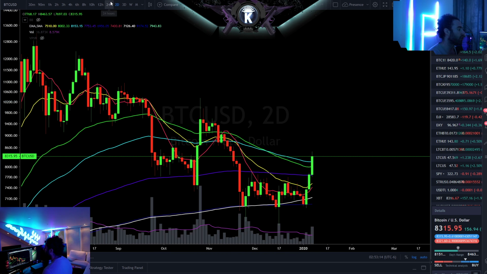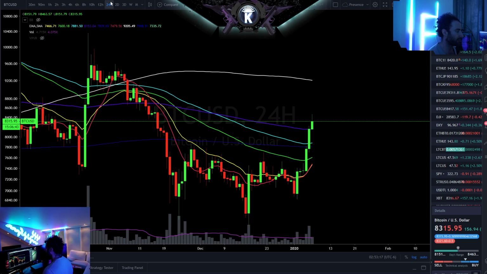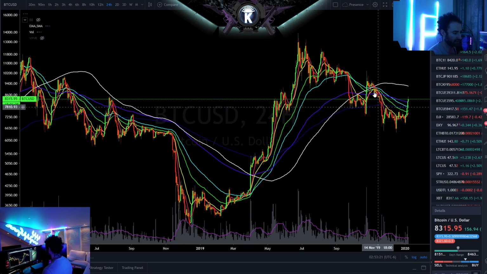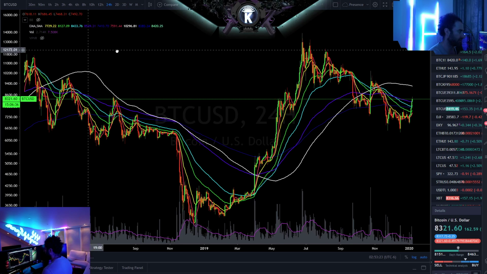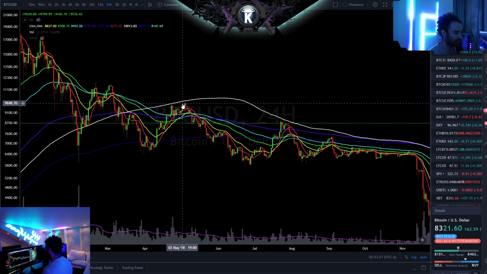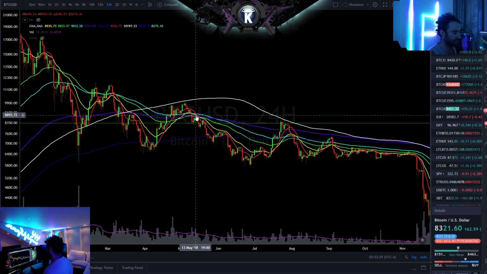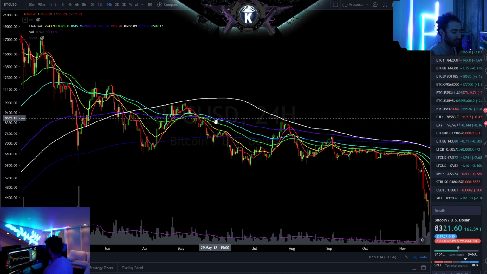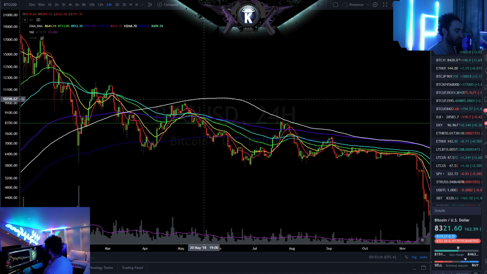Anyways, okay, so why am I not as excited as some others? Well, we do have a very similar setup over here to what we have over here and many other times in Bitcoin's past, where basically Bitcoin gets wrangled by the 200 simple, this white moving average right here, rejected once, rejected twice, boom, down, gets a death cross right here, green and purple, gets all lower periods below higher periods right here with the cyan and purple, and then gets below all major moving averages right here.